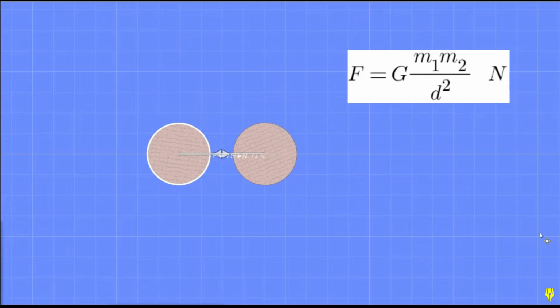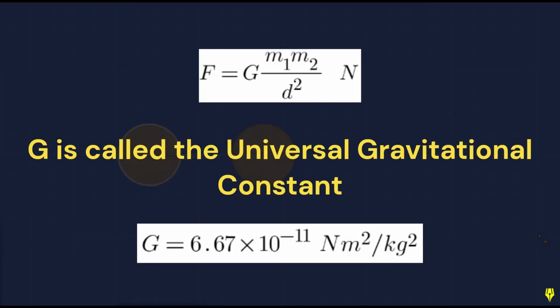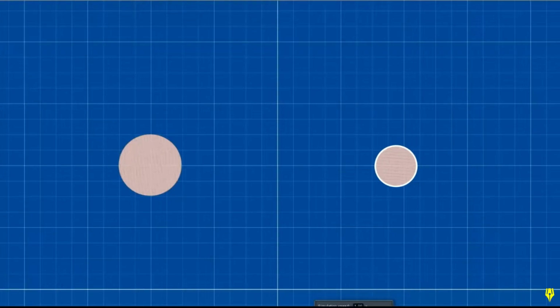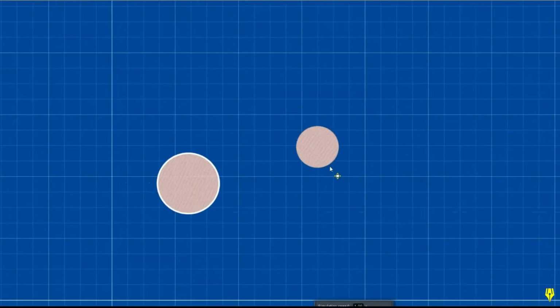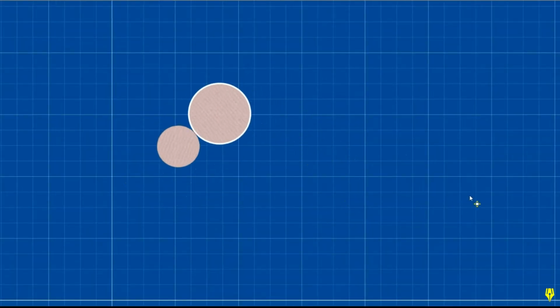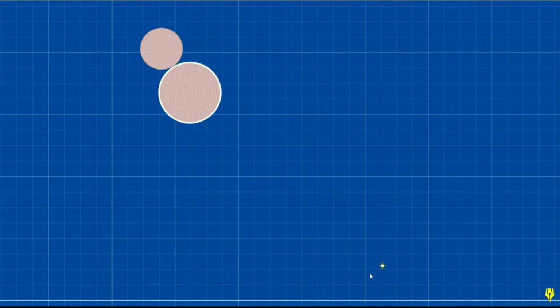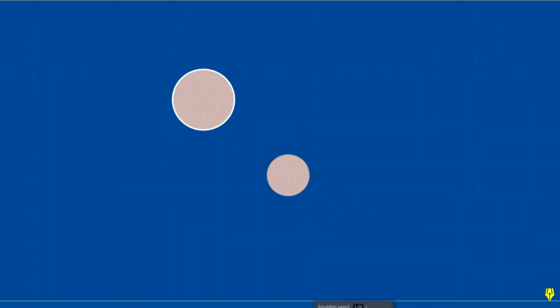As we can see here, as the distance increases, the force reduces. You can see how two objects attract each other in free space. When one of the bodies is larger than the other, it has a higher force of attraction on the smaller one. The smaller body gets pulled towards the larger body.